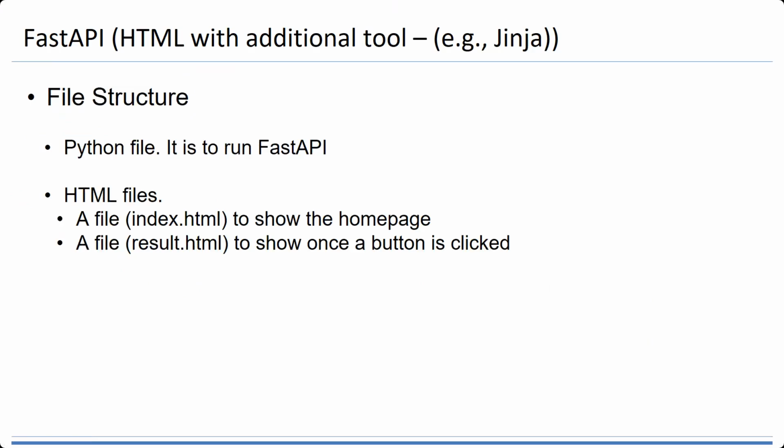So the file structure: the Python file is to run FastAPI, and for the HTML files, I'm going to make two files. The first is index.html and the other is result.html. The index.html is to show the home page, and result.html is to show once a button is clicked.